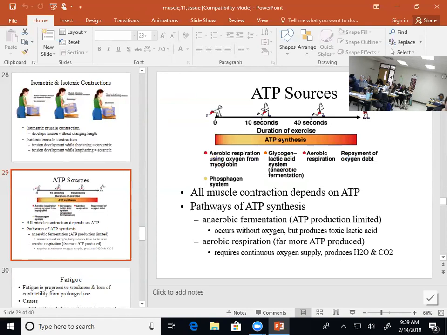So, can we go for short distances in anaerobic fermentation? We can go for short distances, but can we go for so long? No. And then when you're done with that, what are you doing? You're in oxygen debt and you're trying to get that oxygen back.